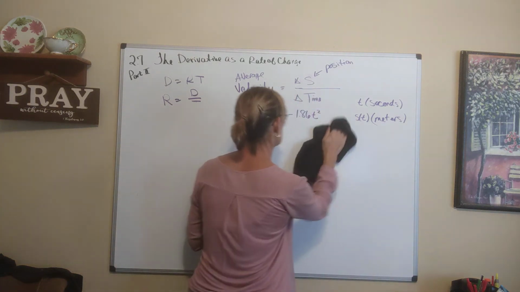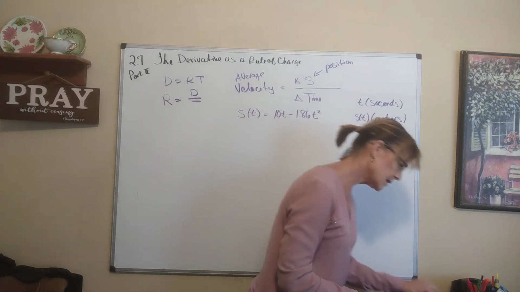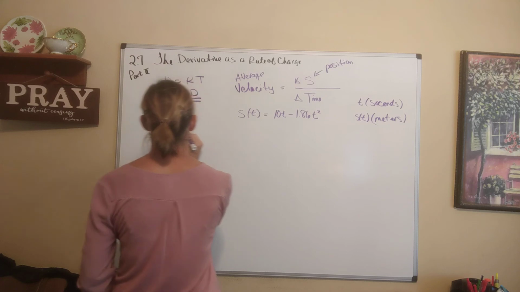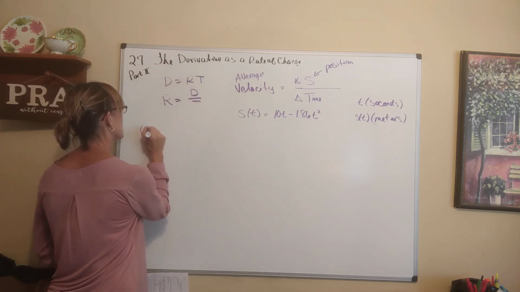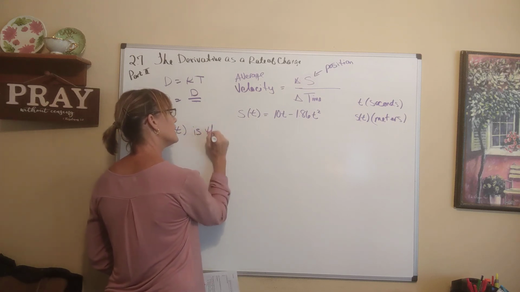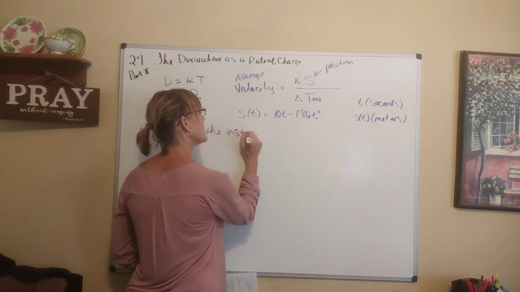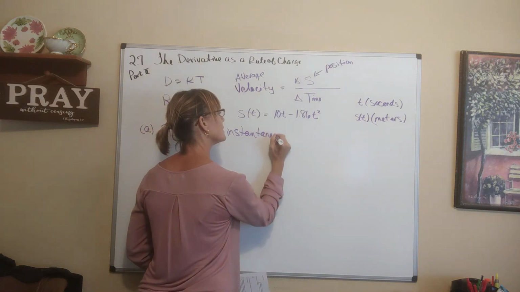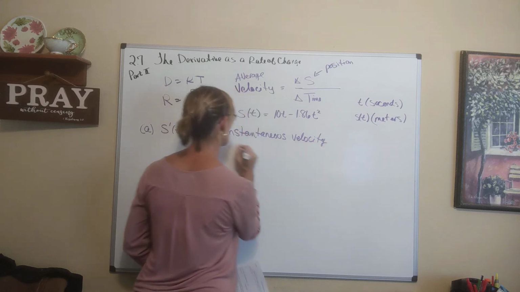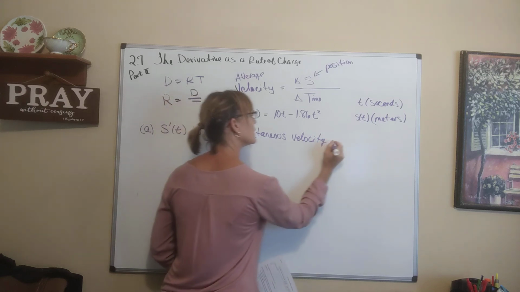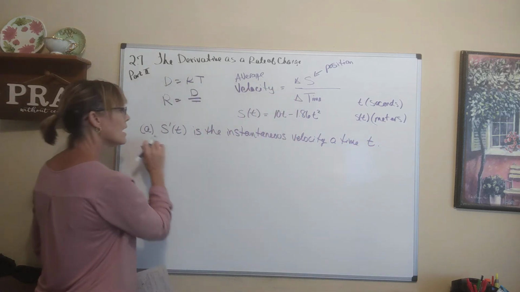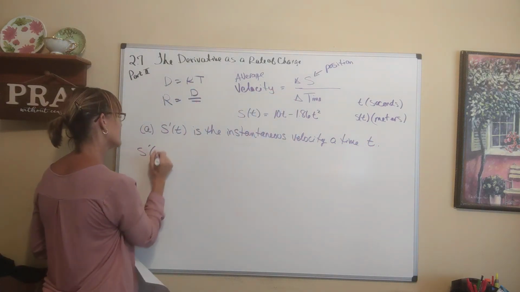Let's finish solving this. It says, what does s prime of t represent? Okay, let's see. S prime of t is the instantaneous velocity at time t. That's what it is. This right here, S prime of t, I had just written it down.